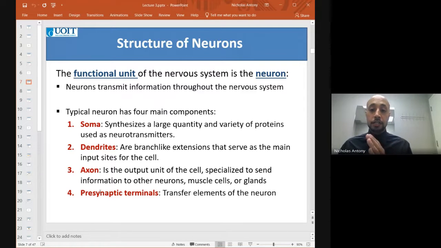The synapse is the connection of one neuron to another cell, typically another neuron or a muscle cell, for example. The presynaptic terminals, the before-synapse terminals, are the end of the axon. And that's where we have a release of neurotransmitters. So let me show you a picture.